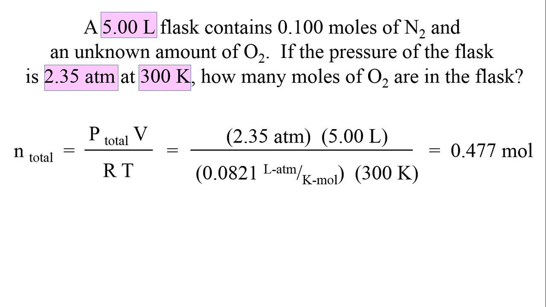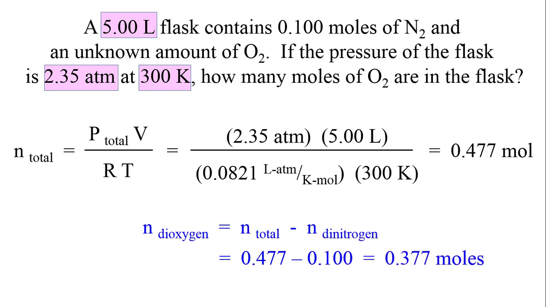We haven't answered the question yet because we're trying to find the number of moles of dioxygen. But the total moles equals the sum of the two, so the number of moles of dioxygen is 0.477 minus 0.100, which gives 0.377 moles of dioxygen.